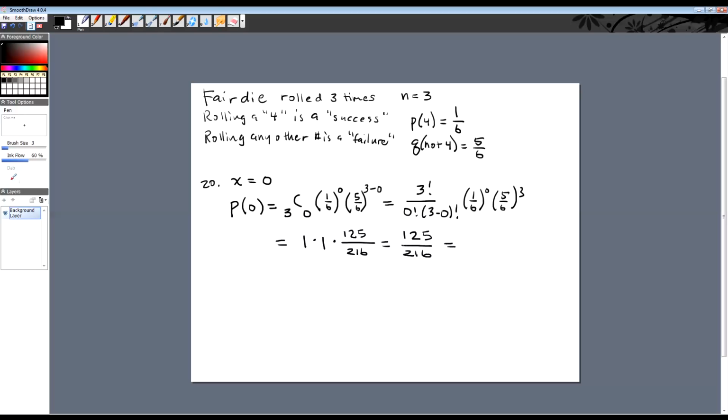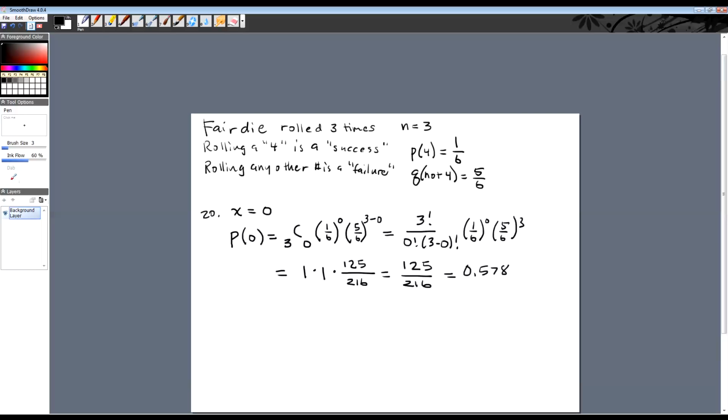Now you can convert this to a decimal just by dividing 125 by 216, and you get 0.578. So it's about a 57.8% probability that we will have 0 successes. So 0 4s will be rolled.